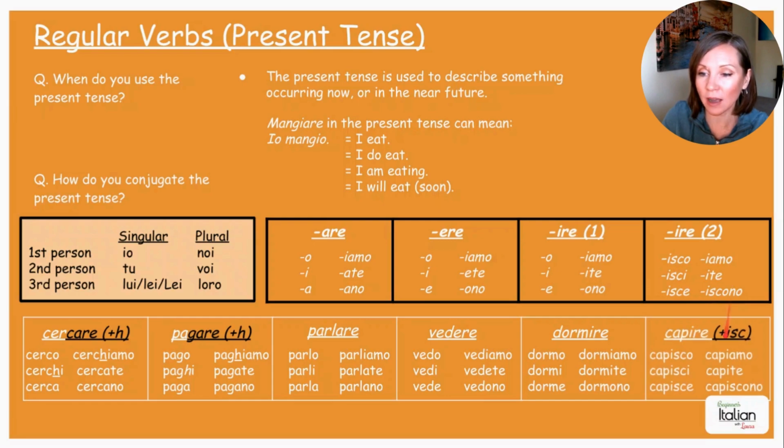For our example, we have capire, which is to understand or to know. So we have capisco, capisci, capisce, capiamo, capite, capiscono. Okay, so notice that the sound is soft here, capisci, capisce, and it's hard, capisco and capiscono, here and here. Just something to be aware of.